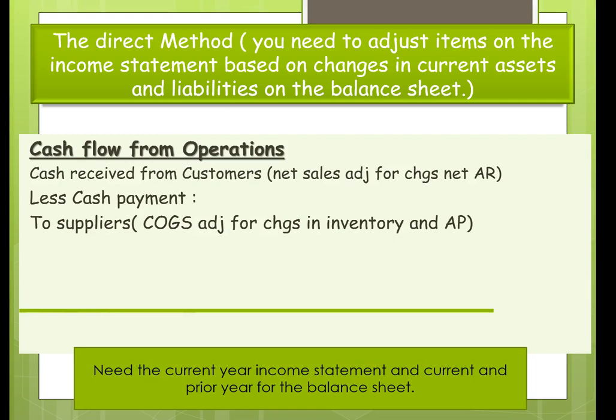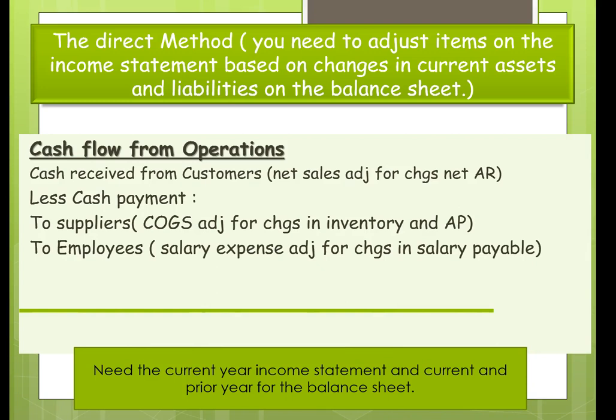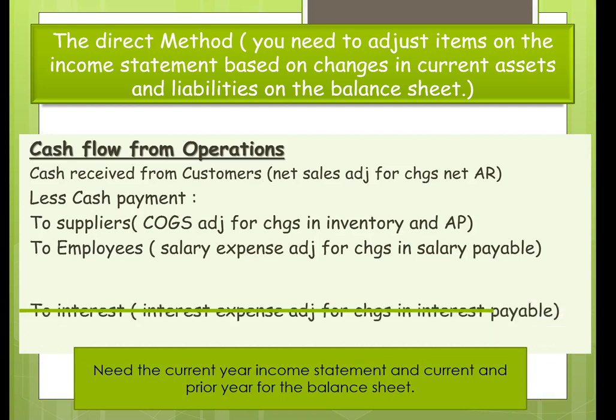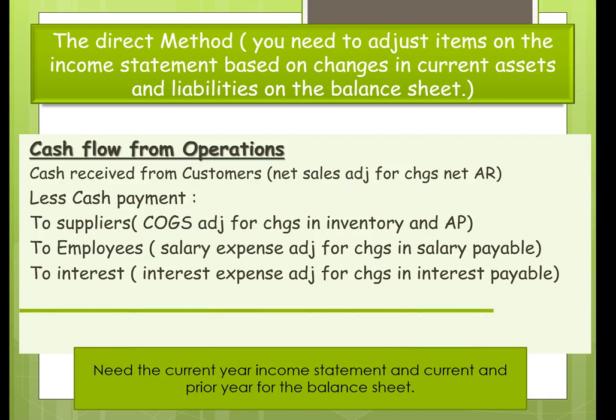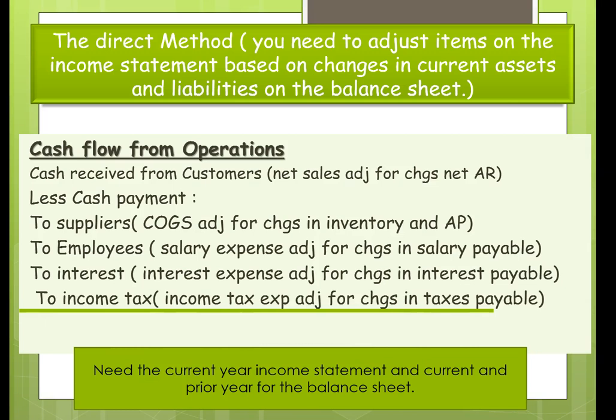Then we would subtract out payments, which would include payments to suppliers. We're going to take our cost of goods sold and adjust for changes in inventory and accounts payable. We're going to look at employee salary expense and adjust for changes in salary payable, because that is going to tell us the true cash associated with those transactions. Interest, again, we would look to see if we have any interest payable, which means we might have paid more or less of that interest expense based on cash. And then last is income tax payable. Now these are just the examples we're going to work through. And when you add all of that up, you will get your net cash provided by operating activities.